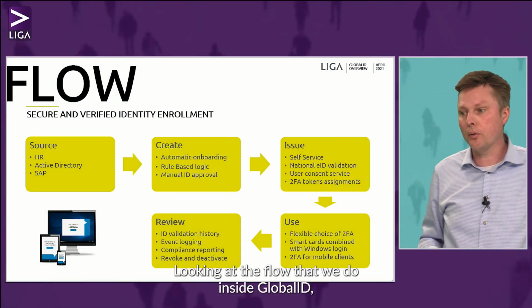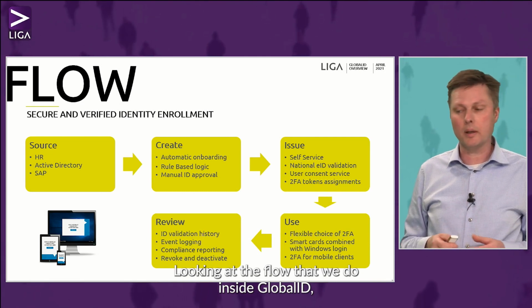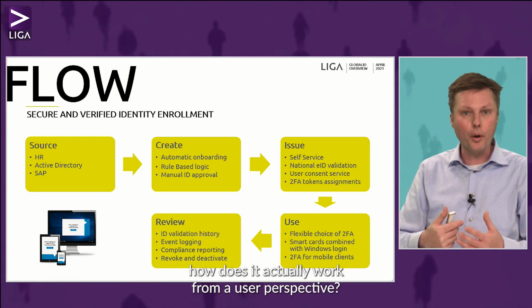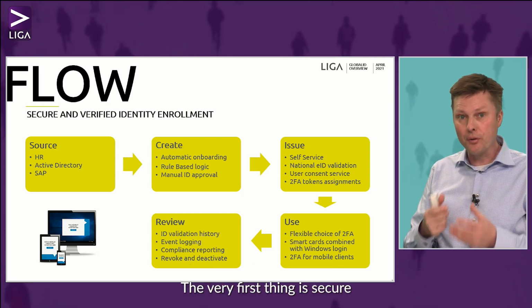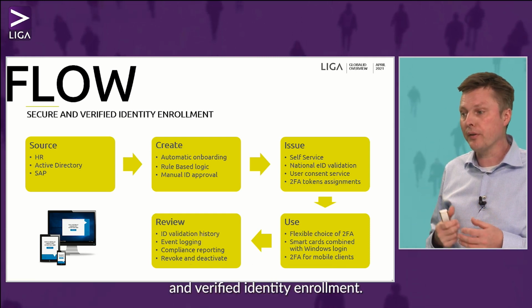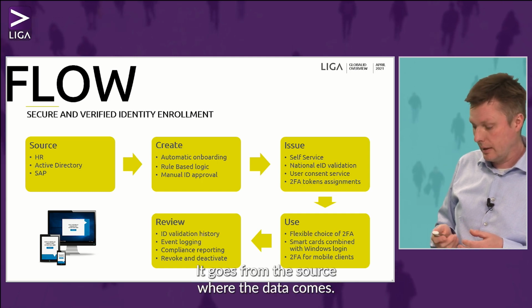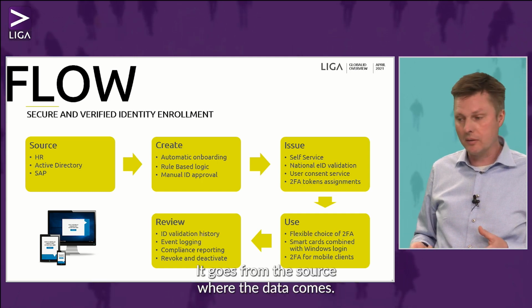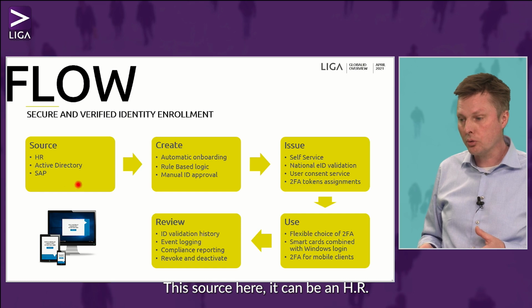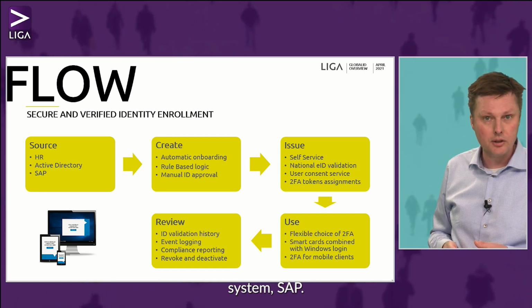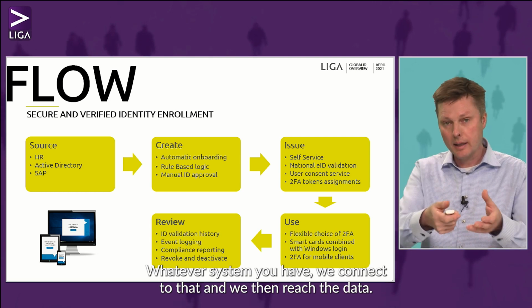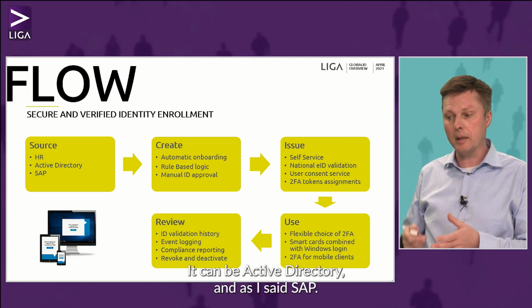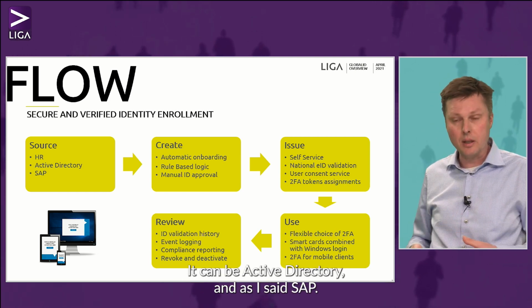Looking at the flow that we do inside GlobalID, how does it actually work from a user perspective? The very first thing is secure and verified identity enrollment. It goes from the source where the data comes. It can be an HR system, SAP, whatever system you have, we connect to that and we then read the data. It can be Active Directory, as I said, SAP.